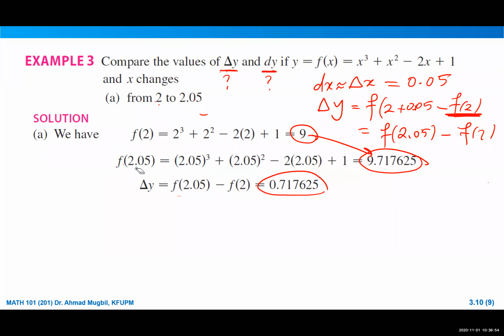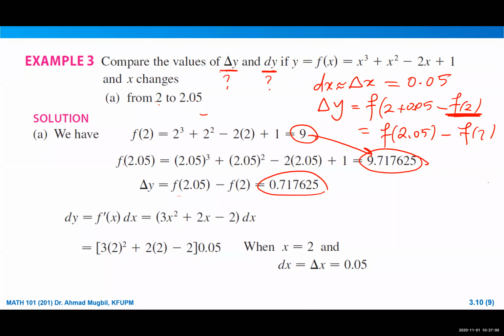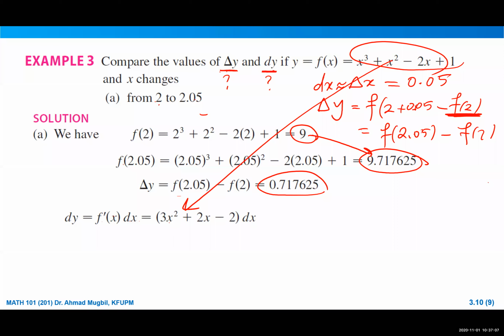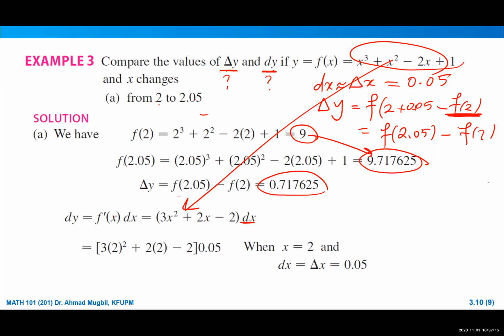Now look, it takes time to calculate delta y, but if you approximate it by using dy, it will be f prime of x dx. So just differentiate this function. This is the derivative, times dx. Now evaluate it at 2, when x is 2 and dx equals delta x equals 0.05, and substitute. You need to calculate this, and it is easy. It will be just 4 times 3 plus 4 minus 2, and then multiply by 5 over 100. So this will be 0.7.